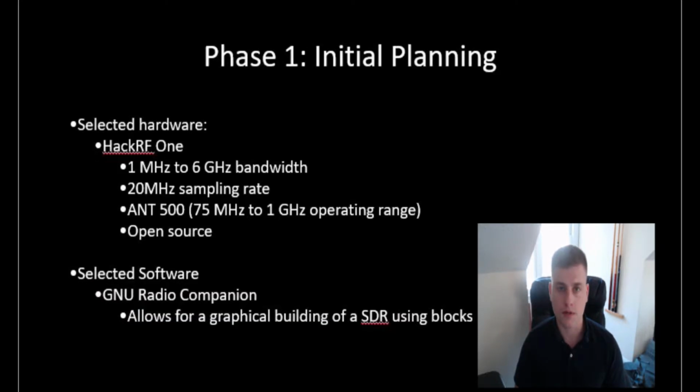For the hardware, we chose to go with HackRF 1 because it has a very wide operating range. The antenna that we chose to go with it has a range of 75 megahertz to 1 gigahertz. That's plenty for what we need for this project.